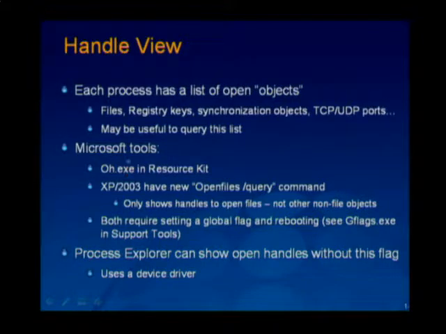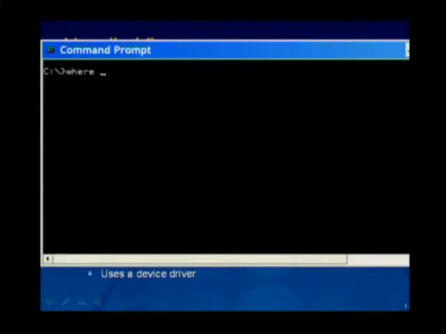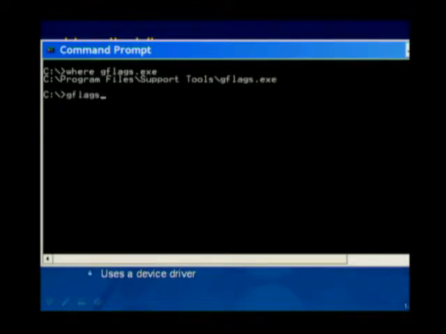OH.exe has been around for a long time in the resource kit. XP now has a command line, open files command. Both of these tools, however, require that you reboot after setting a flag in the registry with a tool mentioned on the slide, gflags.exe. That is not normally set. And there's no problem leaving this set. There's no serious resource issue. So I'm going to run gflags, and gflags, if I use where, is in the XP support tools, which means it's also in the 2003 support tools.